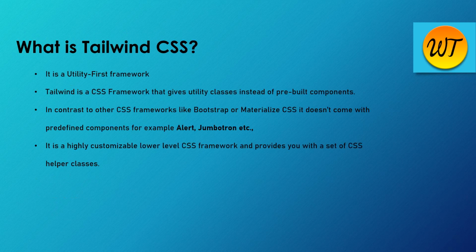What is Tailwind CSS? First of all, it is a utility first framework. What is utility first? You can easily customize the given classes. Tailwind is a CSS framework that gives lots of utility classes instead of pre-built components. If you see Bootstrap and other Material CSS, you will be getting a Jumbotron, Alert, like that. The default classes will be available. But here, utility first, for example, if you want to adjust margin bottom, you can easily adjust the margin bottom. It is a highly customizable lower level CSS framework and provides a lot of CSS helper classes.